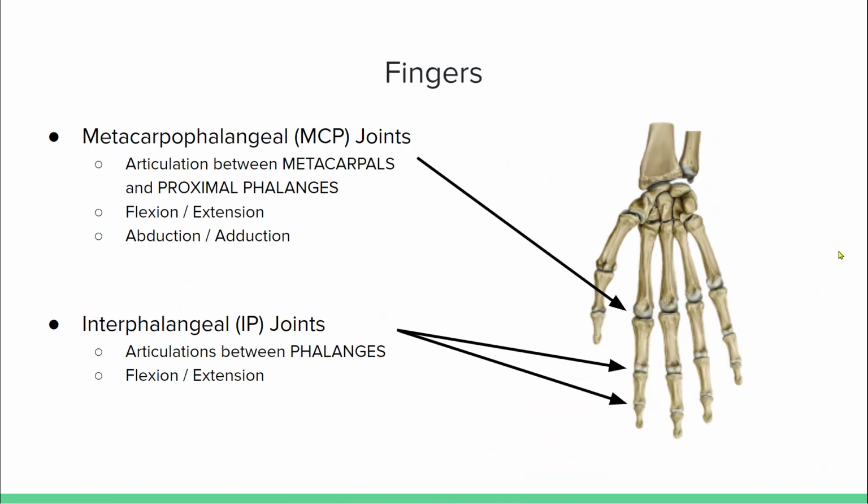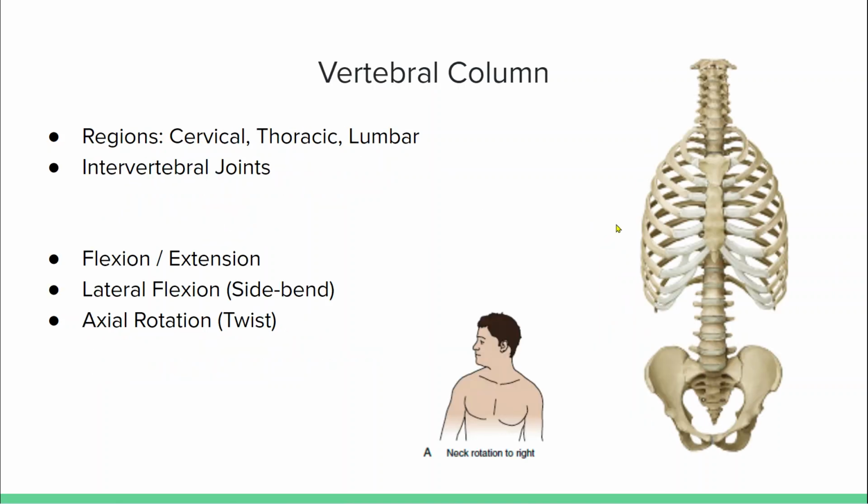Fingers: metacarpophalangeal, or your MCP joints. It's between the metacarpals and the proximal phalanges, similar to the toe. You can flex and extend that joint, and you can abduct and adduct. For the hand, the midline is the middle finger. Interphalangeal, or your IP joints, between the phalanges, you can flex and extend in the sagittal plane.